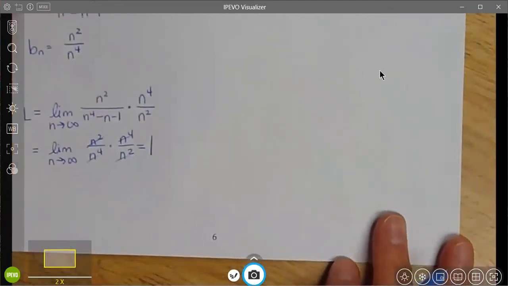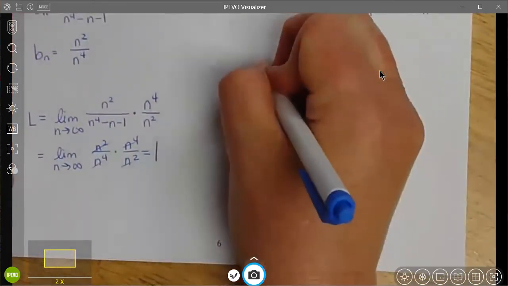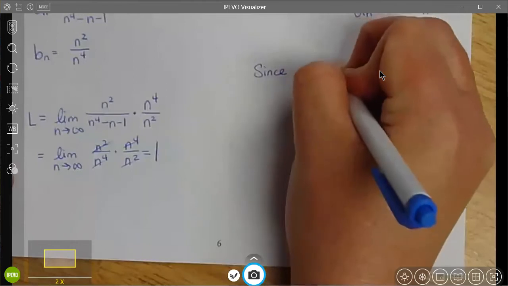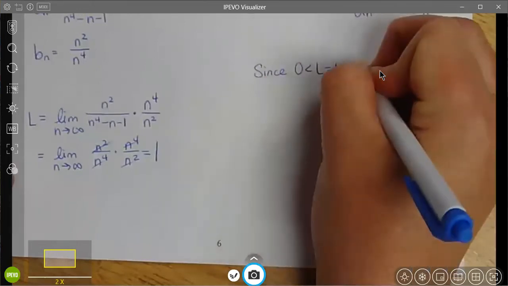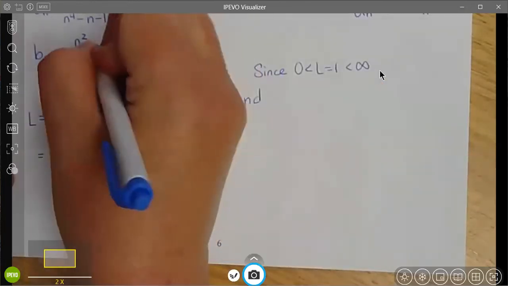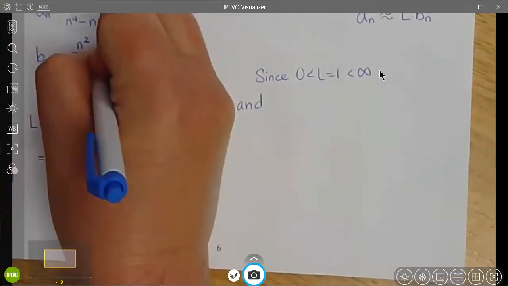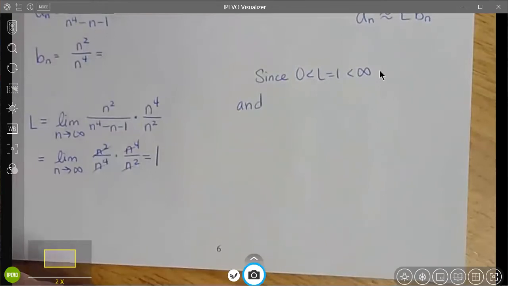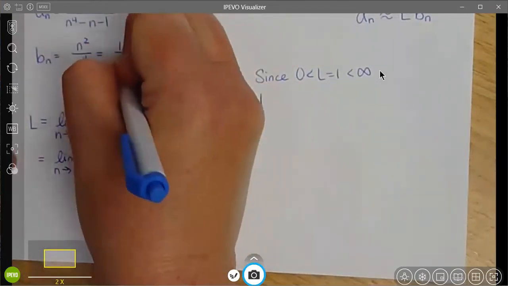So my write-up here is going to be, since L is equal to 1, which is between 0 and infinity, and, all right, so I need to make a statement about my b sub n. So let me come back over here and simplify that. n squared over n to the fourth is going to be 1 over n squared.